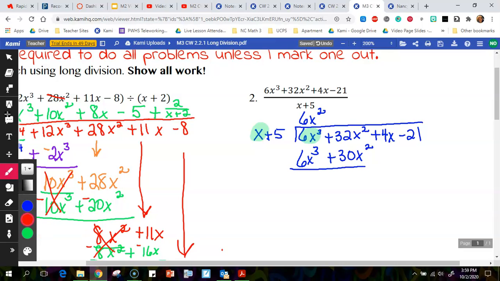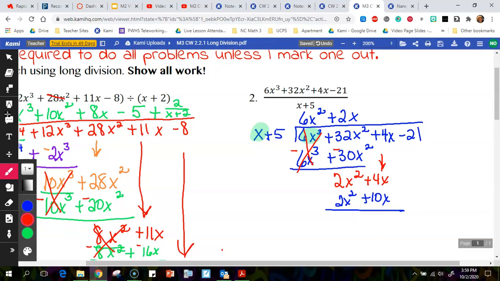Change to the opposite, negative, negative. This cancels. 32 minus 30 is 2x squared. Bring down the plus 4x. 2x squared divided by x. How many times is x going to 2x squared? That goes 2x times. 2x times x, 2x squared. 2x times 5 plus 10x.